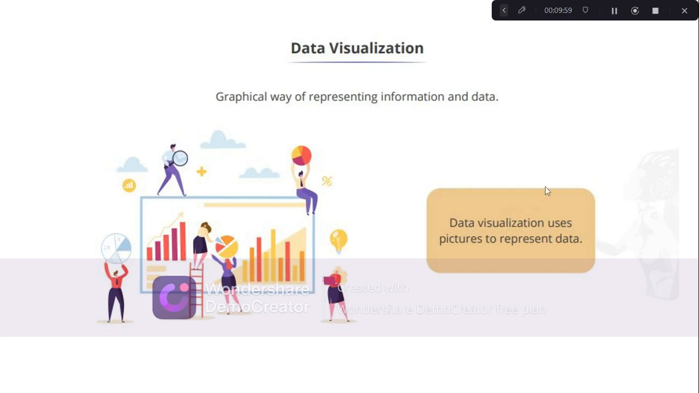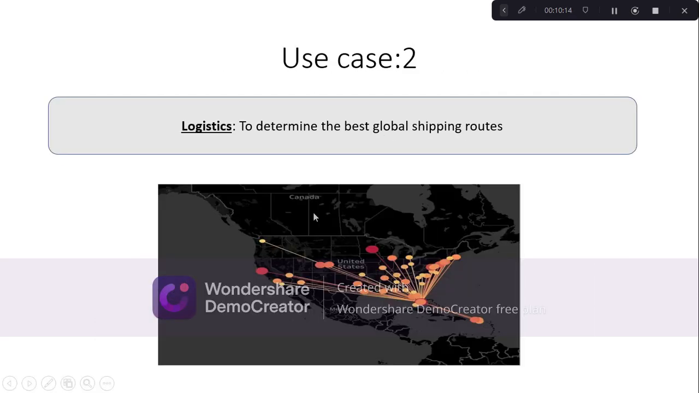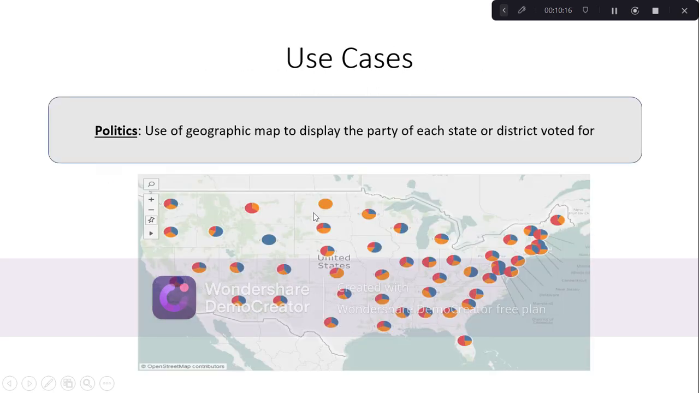Here are some data visualization tools like Tableau, Power BI, QlikSense, and Spotfire. These four are the most commonly used data visualization tools. Now, here are some use cases where we use data visualization. For example, politics.